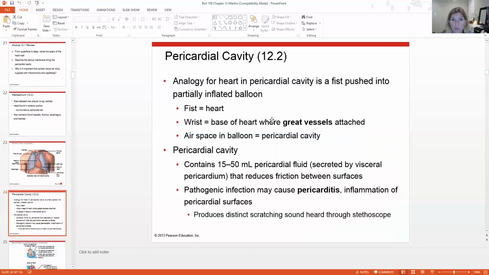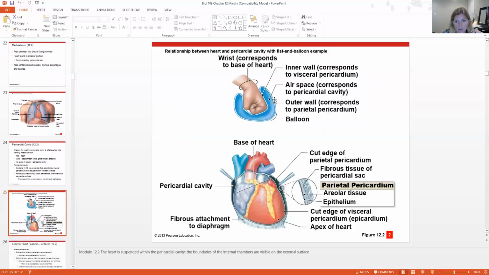Pathogenic infection can cause pericarditis, which is the inflammation of those pericardial surfaces. And it produces a scratching sound that you would hear through a stethoscope. So here's what we mean. The heart is kind of like in a double bag.